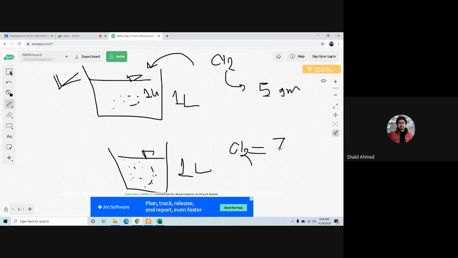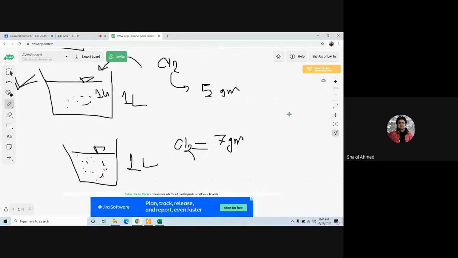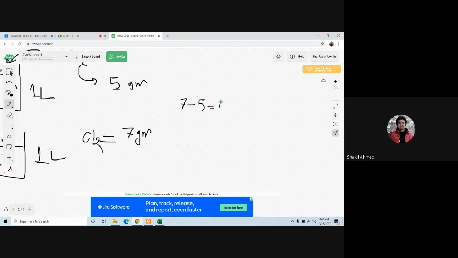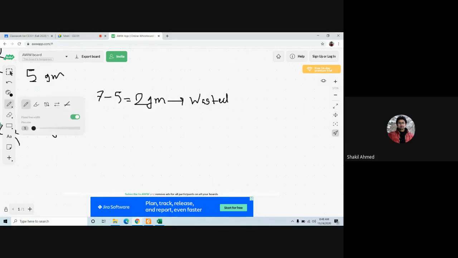So here, for example, you needed 7 gram. So how much chlorine is wasted, guys? 2 grams, 7 minus 5, that is, 2 gram. This chlorine did not take part in disinfection, by the way. This is wasted, and this is called chlorine demand: how much chlorine you require to neutralize the pollutants before the chlorine starts acting as disinfectant. So this is called chlorine demand.